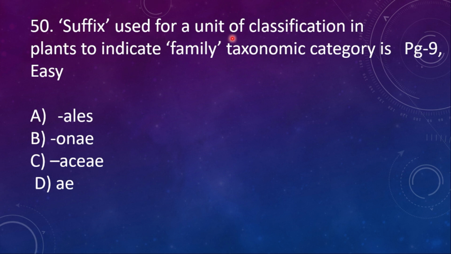50th one. The suffix used for a unit of classification in plants to indicate the family taxonomic category is what? Option A, ales, and the options include aceae and ae. So the option here is aceae. For plants it is aceae.